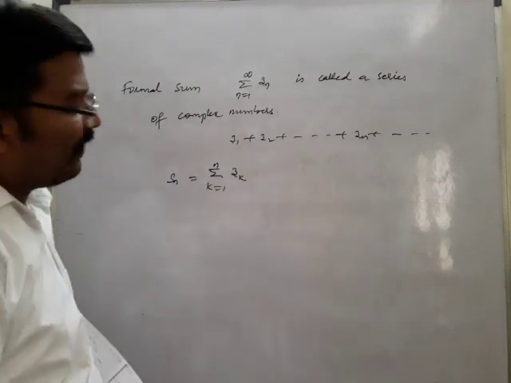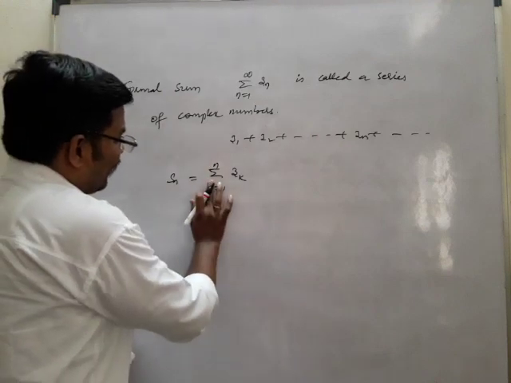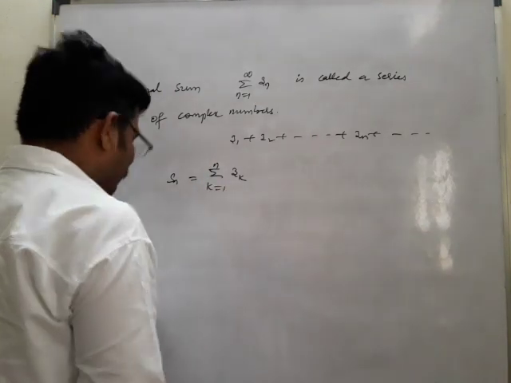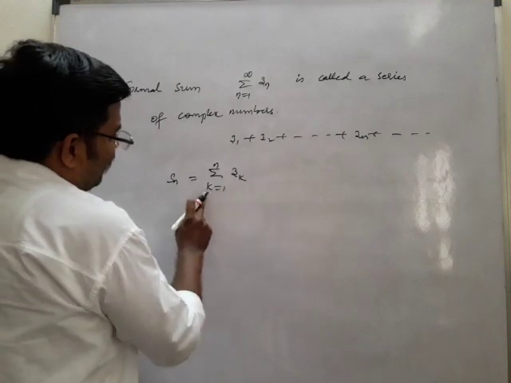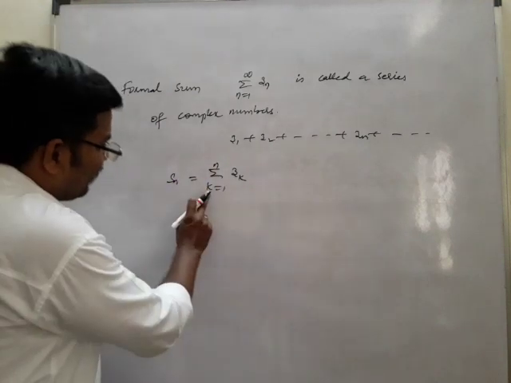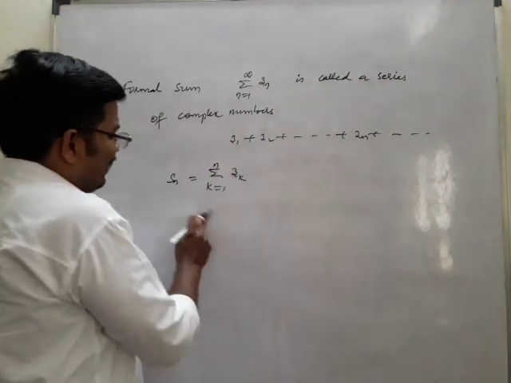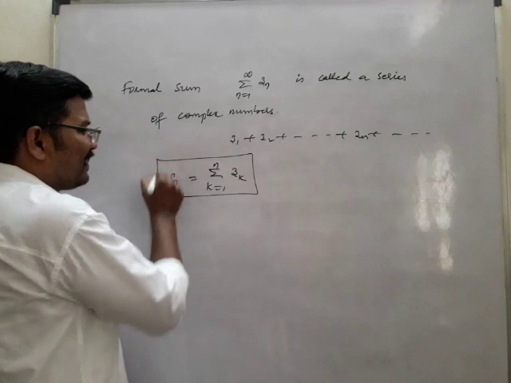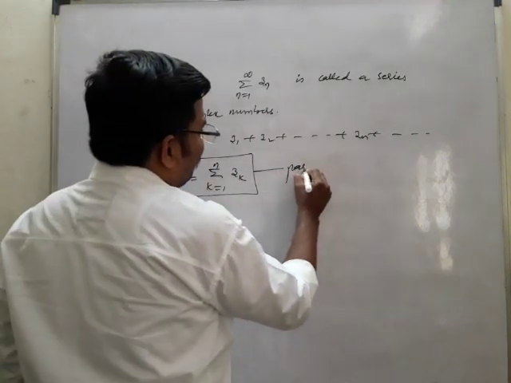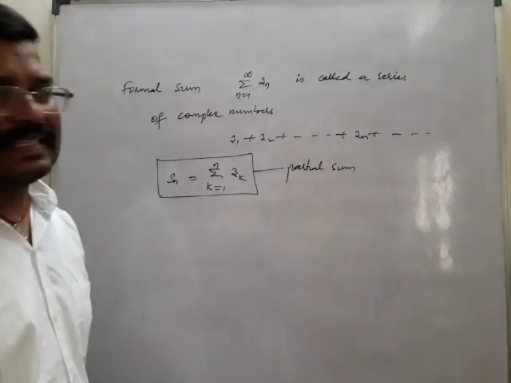Now what I have written is the summation from k equal to 1 to n of Z_k. If I take k equal to 1, you will get Z1, Z2 and so on up to Zn. Now this series is called a partial sum.